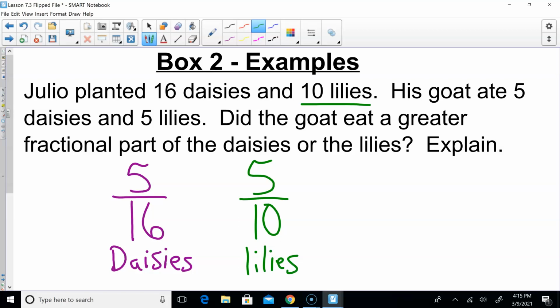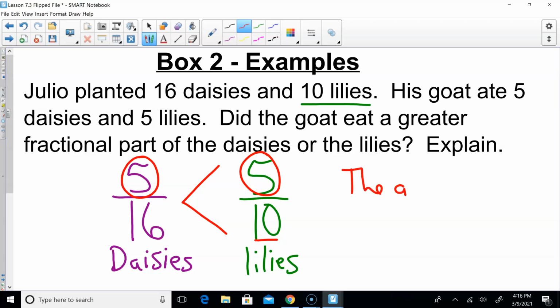So now the question is, which one did he eat a greater fractional part of? Well, our numerators are the same, so maybe I shouldn't have gone through that slide so fast. If our numerators are the same, we have to look at the denominator and figure out that the smaller one is actually the bigger size piece. Since they both ate the same number of pieces, the size of the piece matters. We know 10 is smaller than 16, so 5/16 is less than 5/10, which means, did the goat eat a greater fractional part of daisies or lilies?